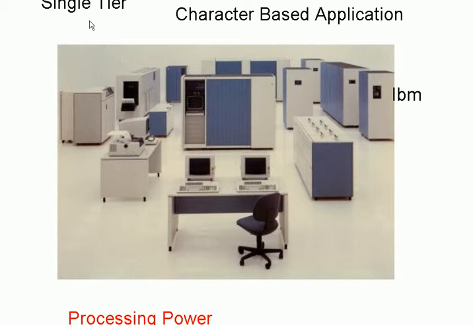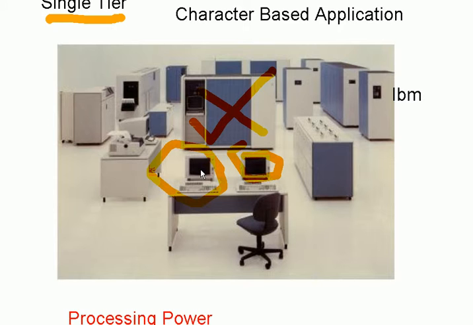Now, one-tier architecture or a single-tier architecture, you understood the importance of a mainframe. The processing power is always in the mainframe. These terminals are dumb terminals. They are green in color and they run only character-based applications.